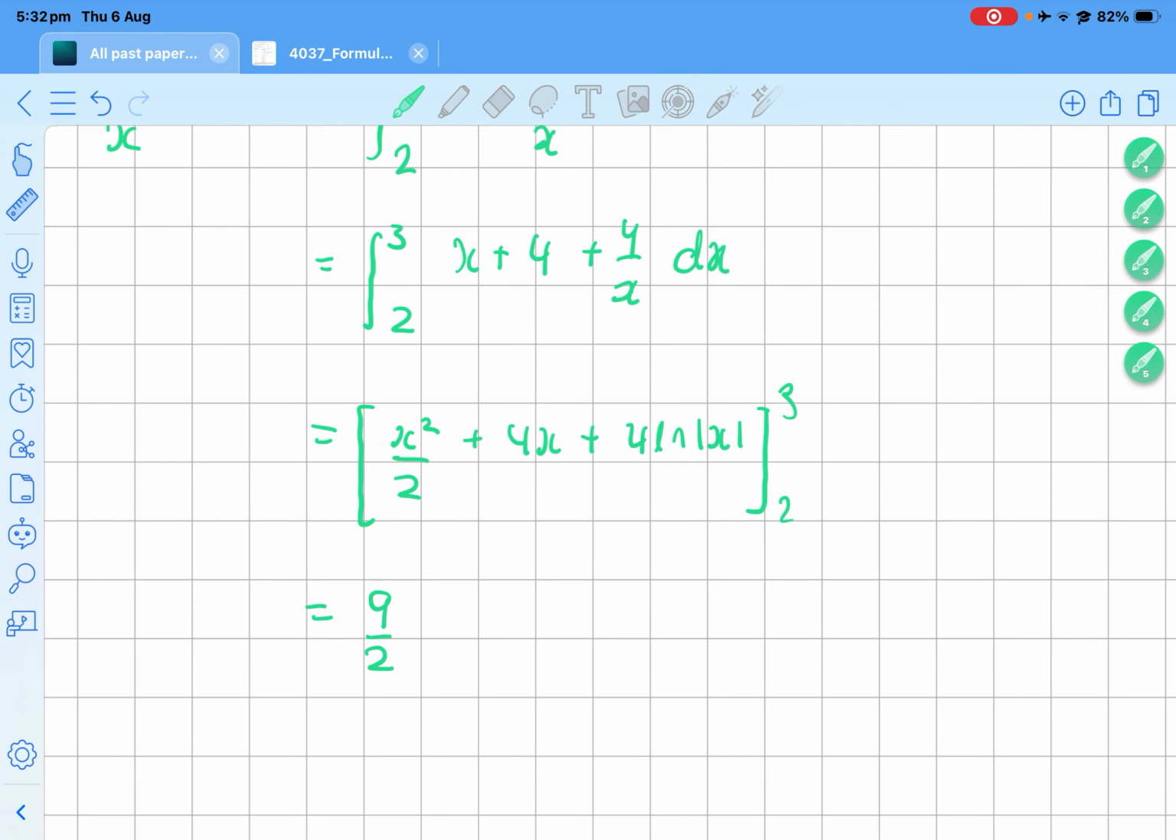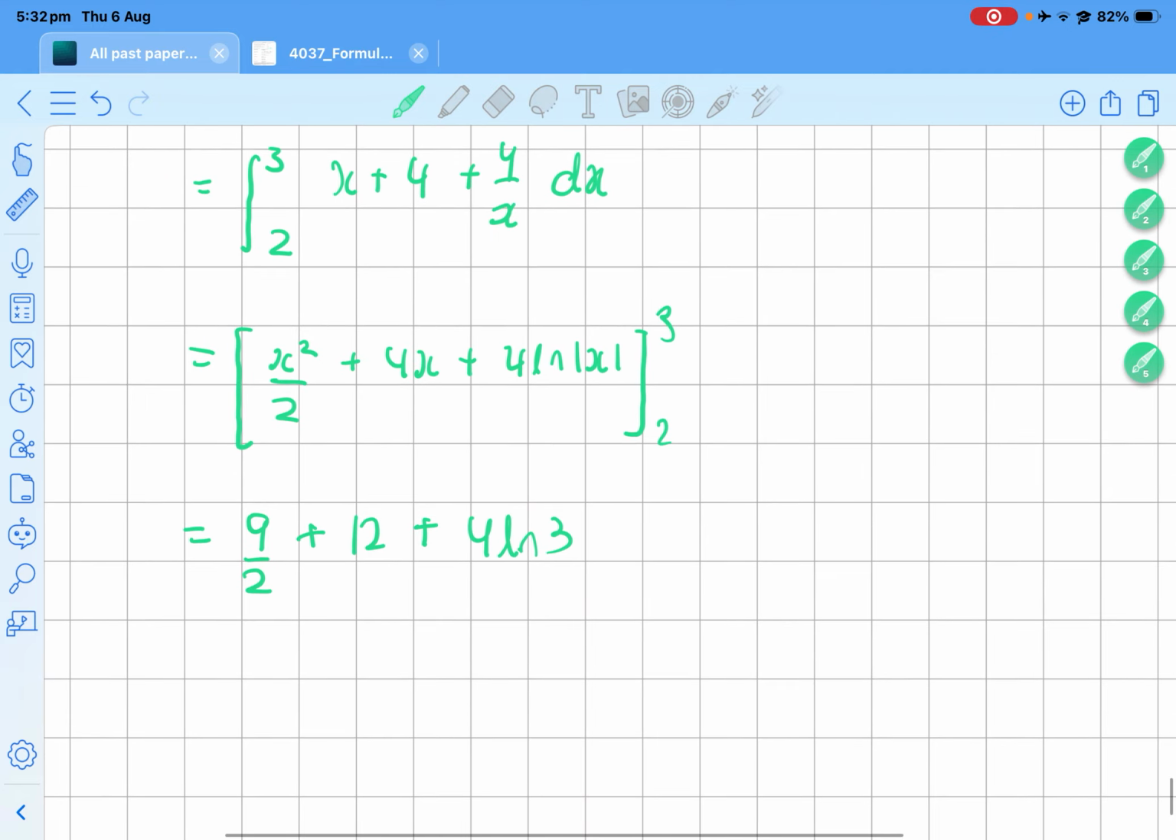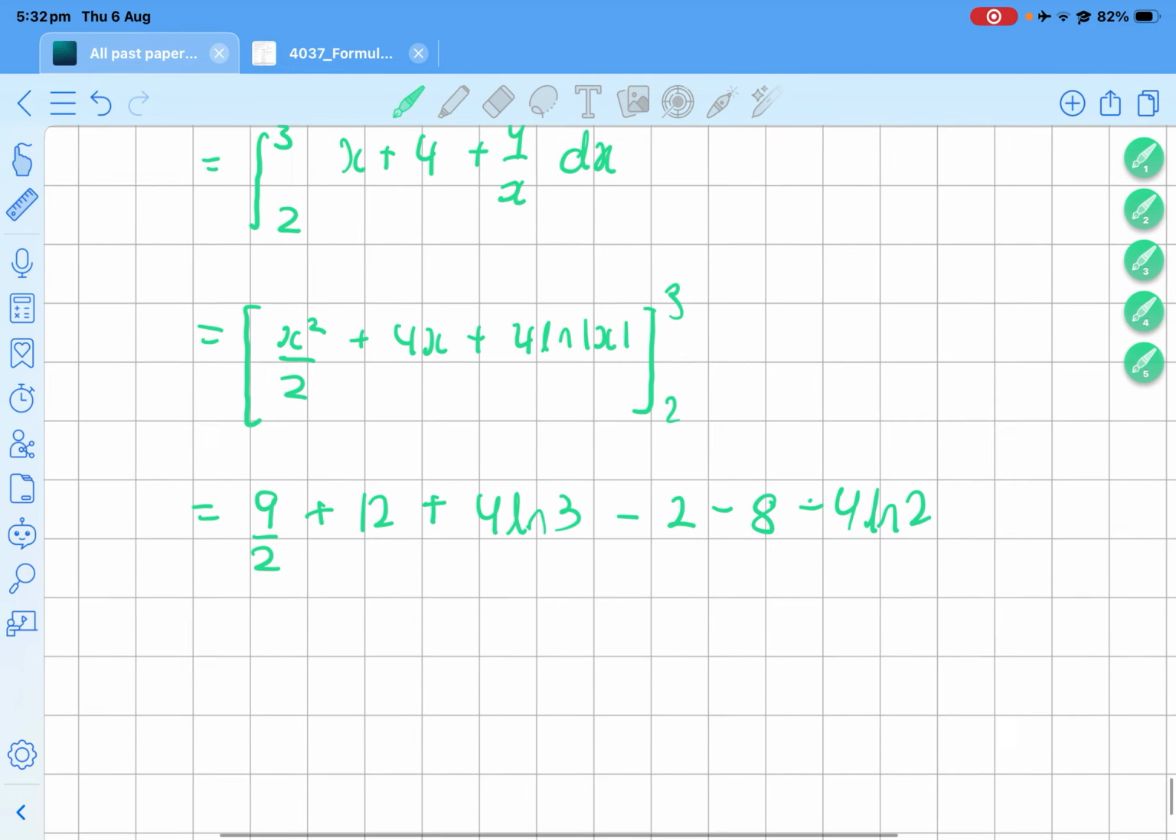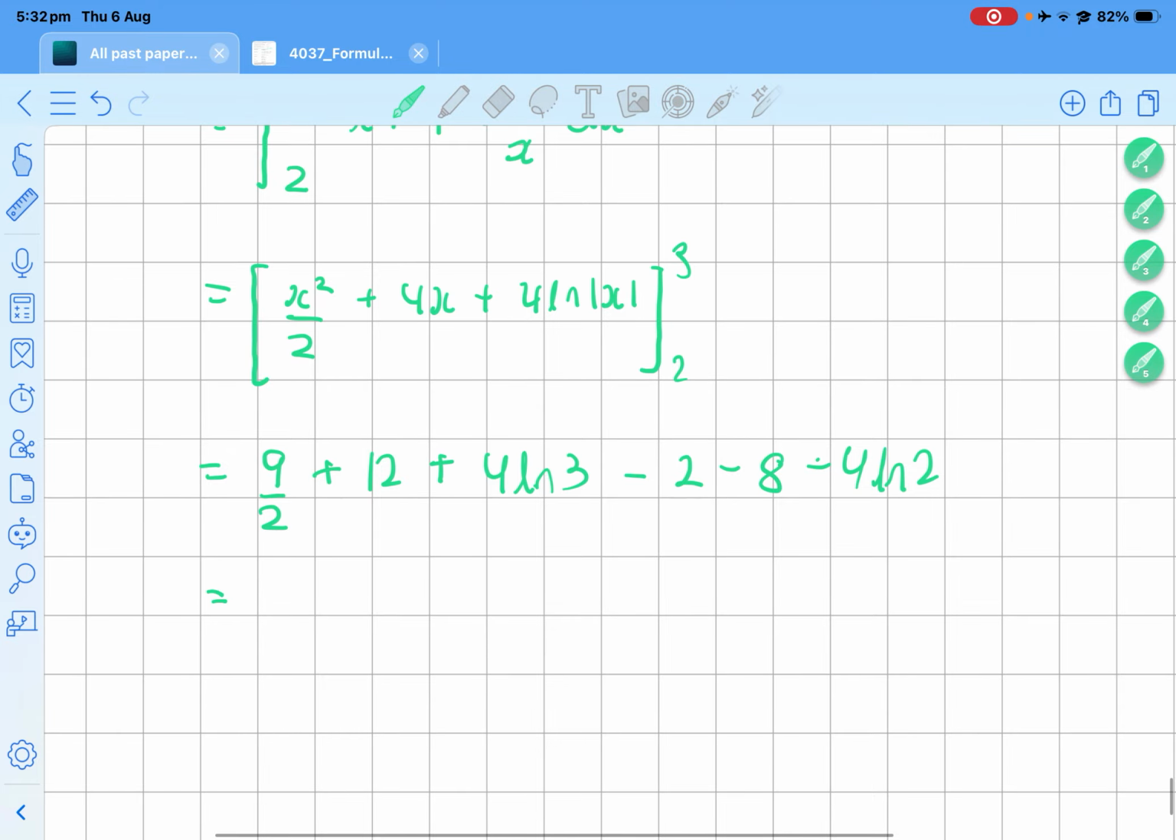Nine over 2, 12, then 4 ln 3, minus 2, minus 8, minus 4 ln 2. So this is 13 over 2, and this is 4 ln 3 over 2.